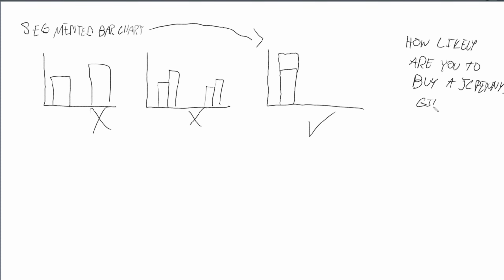gift card? We've all seen these surveys where they ask us our likelihood, and we have very likely, somewhat likely, likely, somewhat unlikely, unlikely, and not likely at all. So basically, we would stack the data values of likely, somewhat likely, very likely on top, and the bottom one is always going to be the largest, and it's going to descend from there upwards.